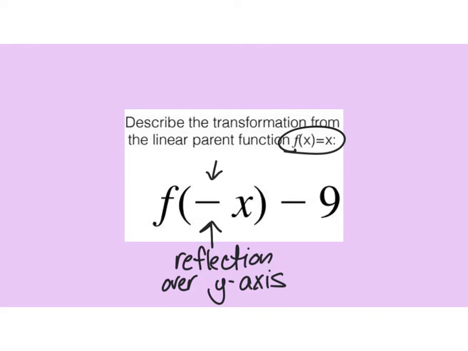Now we have a -9 that's hanging out outside of the parentheses. Outside is vertical. And when it's vertical, it's exactly what you think it is. So this is going to be down 9 units.